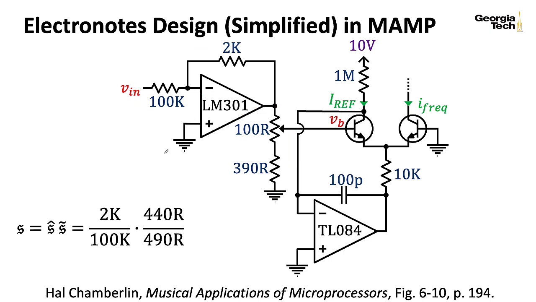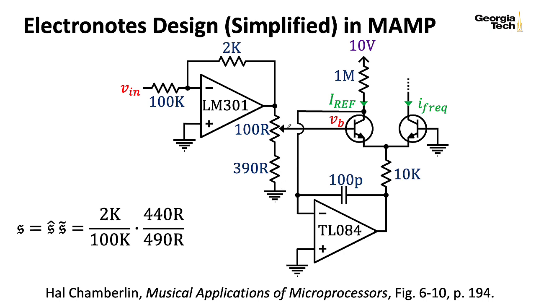Notice that this 2K over 100K, by itself, is 1 over 50, whereas previously I showed you that if we wanted to do all of the change just with the op-amp, without this extra bit added on to the output of the op-amp, we would want this to be something like 1 over 55.